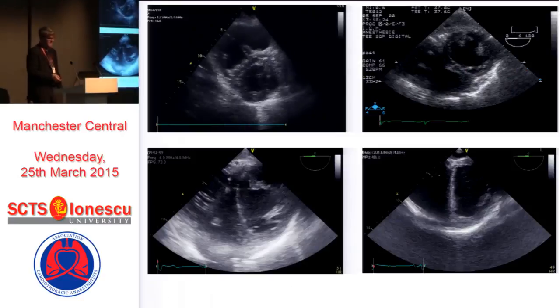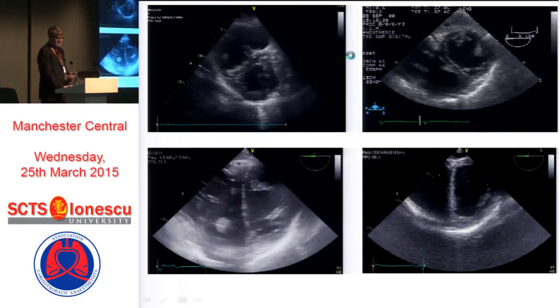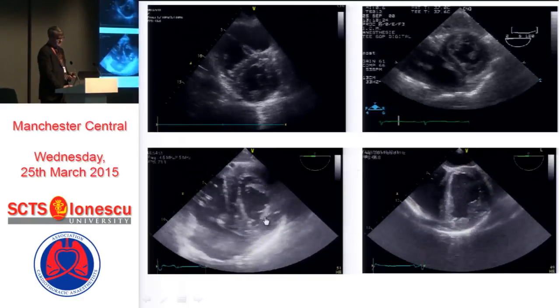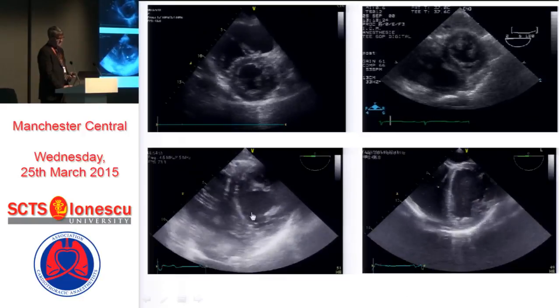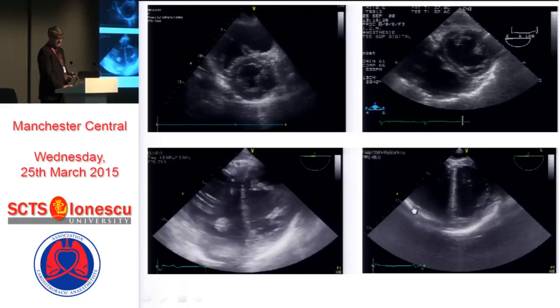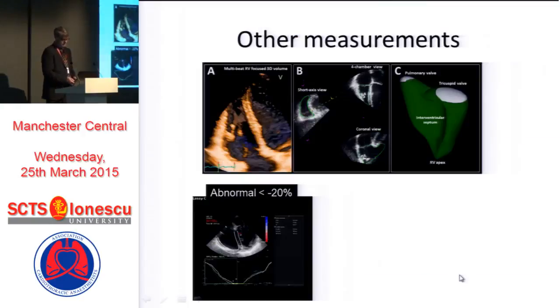These are examples. This is an example of a patient who has a fluid overload with D shape in diastole. This is D shape in systole and diastole. This is pressure overload. This is another example of a kind of mixed pattern, but there's maybe some curvature during systole. And this is another patient with severe pressure overload.